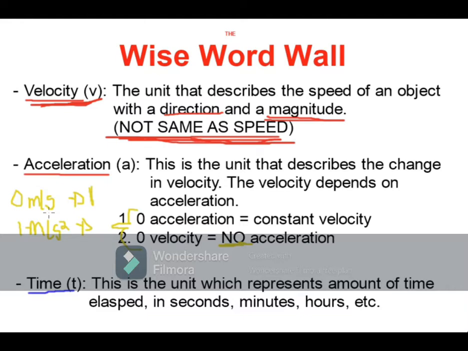So if you wanted to say the object traveled 5 meters in 1 second, that's the velocity, 5 meters per second. If you wanted to say the object traveled 10 meters in 10 seconds, then if you simplify that fraction, 10 over 10, the 10 and 10 cancel out, so you get 1 meter per second. So that's it. This is the word wall.